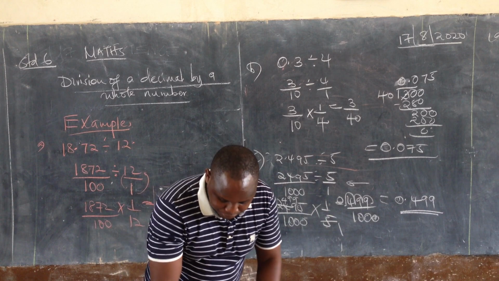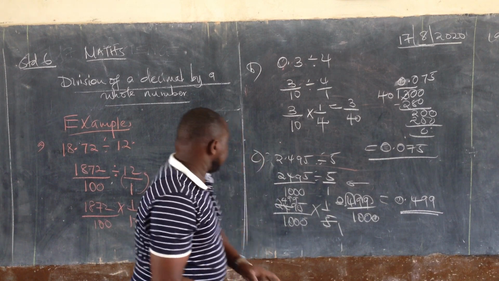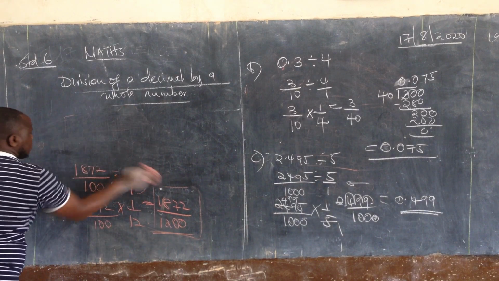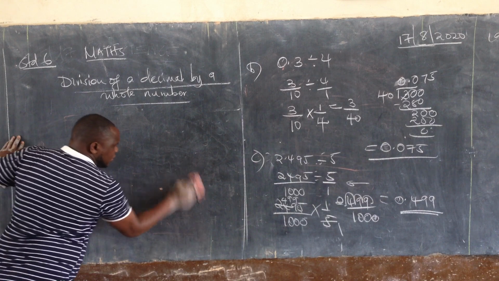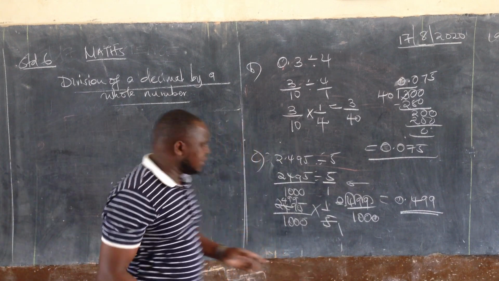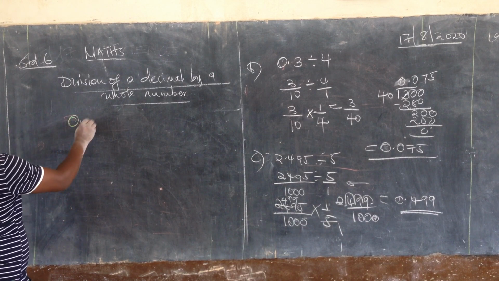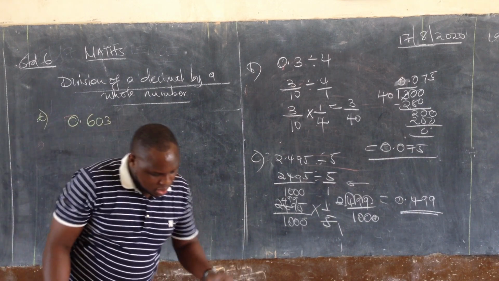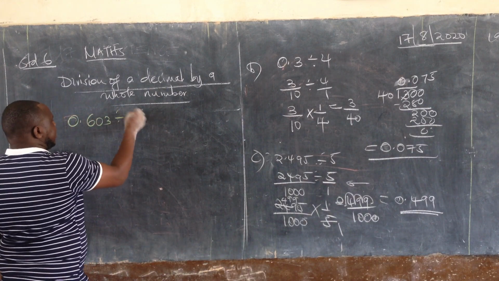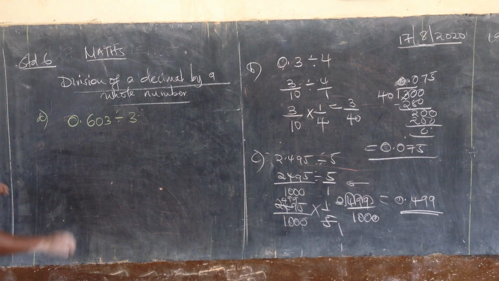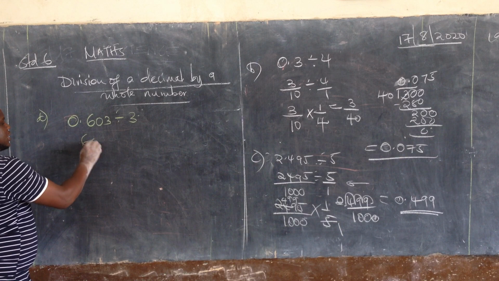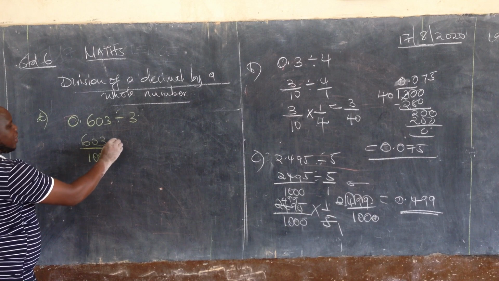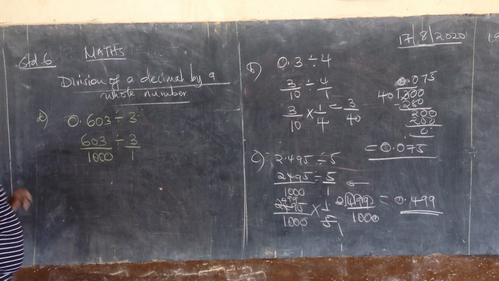Let me do the last one, so that we will not say that we do not understand. The last one in this case is 0.603. This is D. 0.603 divided by 3. So the first thing is to make it a fraction. So this is 603 over a number with 3 zeros, that is 1,000, divided by 3 over 1. That is the first step.